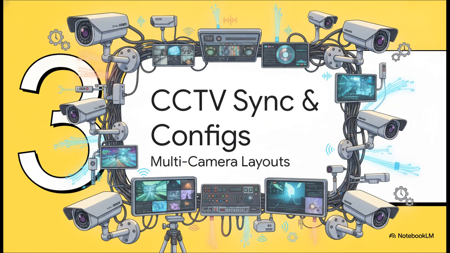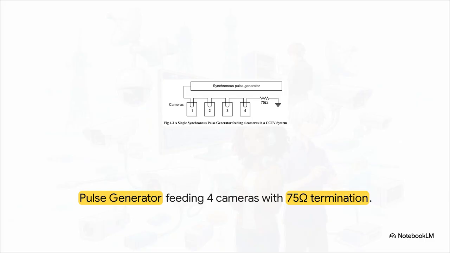Section 3. CCTV synchronization and configurations. When you scale up to multiple cameras covering different angles, they have to move in perfect lockstep. A common synchronous pulse generator, or SPG, feeds the exact same timing pulses simultaneously to every camera in the chain. And there's a golden rule for this layout. The line absolutely must end with a 75 ohm cable termination. If you don't terminate it properly, you'll get nasty signal reflections and interference, ruining the entire feed.